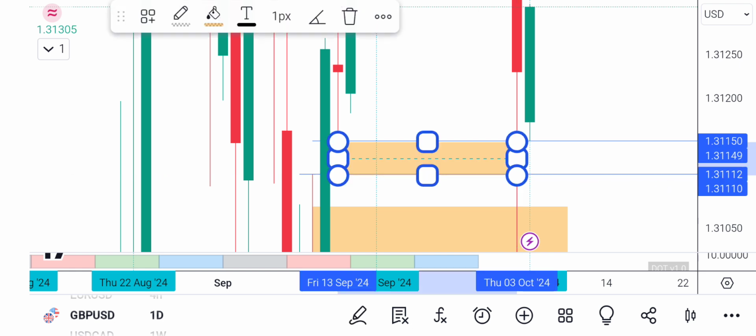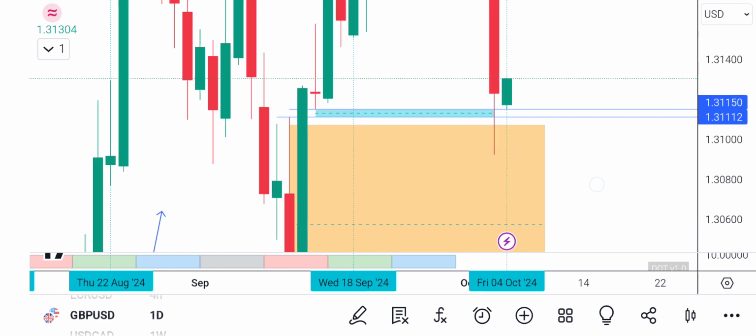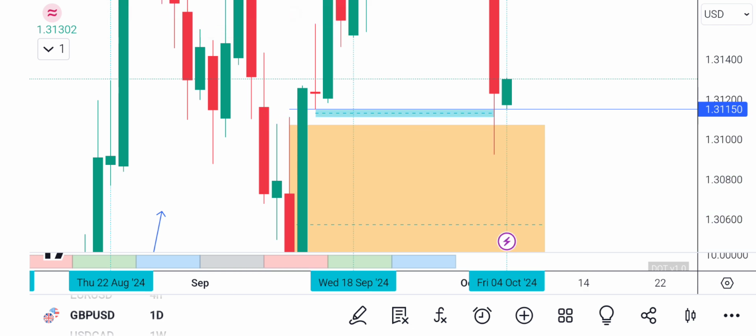We are going to see price reject from there and then push higher. You see, that's a fair value gap, or an order block with a fair value gap. That's a high probability order block. I hope you are able to learn something here.